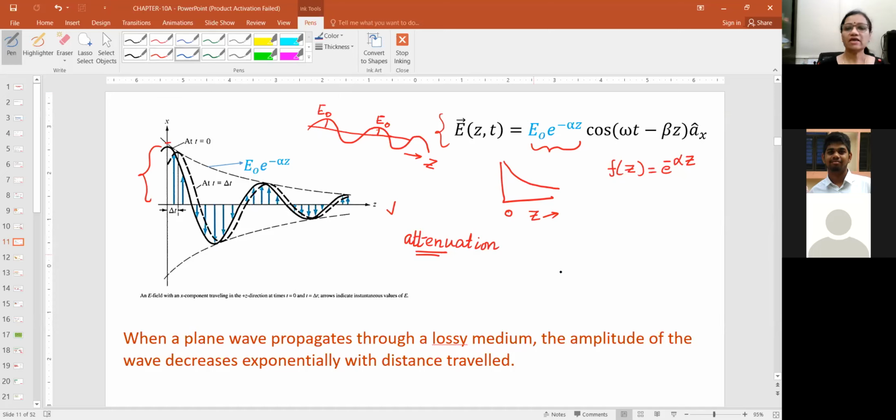Let me just ask you one question. If I have two different mediums, not the same wave, one having alpha 1 and the other having alpha 2, and alpha 1 is greater than alpha 2, how do you think the fall will be happening? In which case will the fall be faster? In which case is the attenuation going to be happening faster?